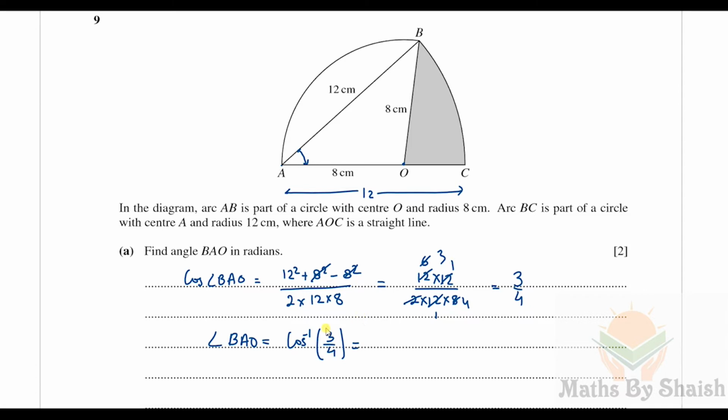And from the calculator, the answer in radians is 0.7227 and so on. So to 3 significant figures we can use it as 0.723 radians. So let's discuss the next question. I hope it is clear.